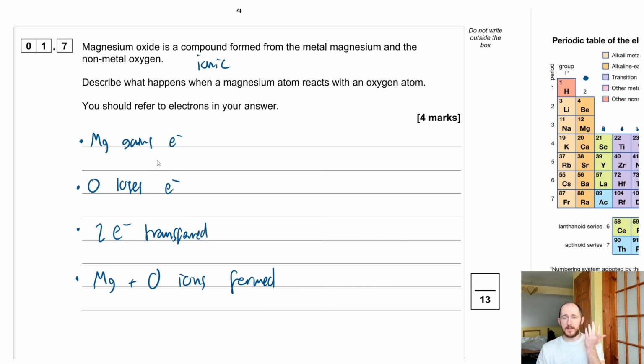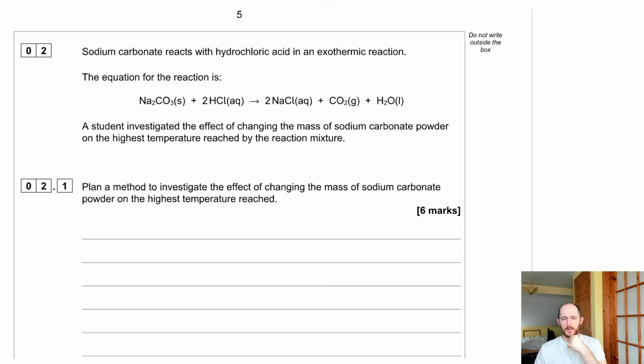So in total, how many words is that? 1, 2, 3, 4, 5, 6, 7, 8, 9, 10, 11, 12, 13 words, 4 marks. It's a pretty good ratio right there. So these 6 markers are often quite interesting.